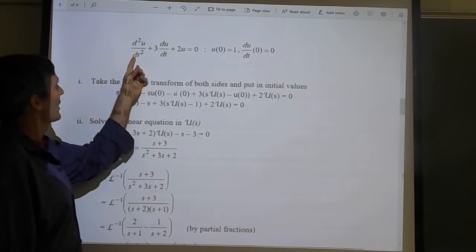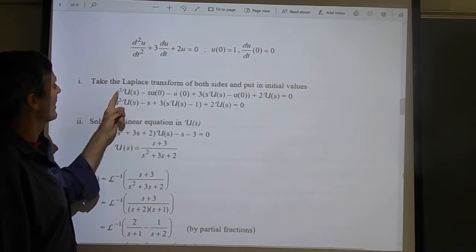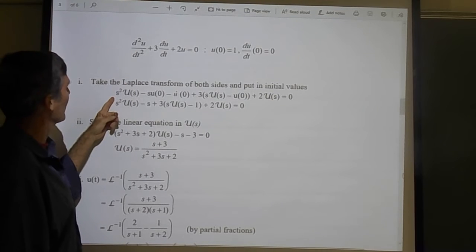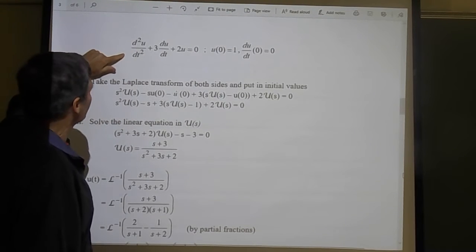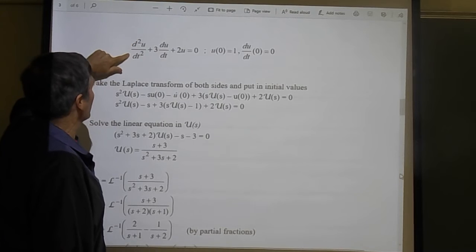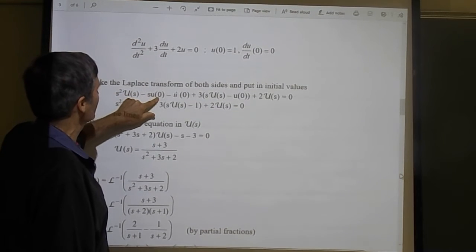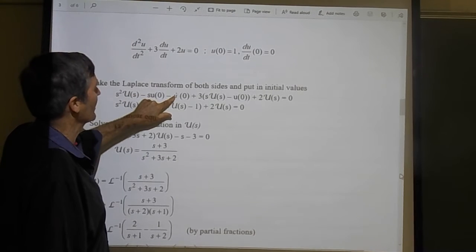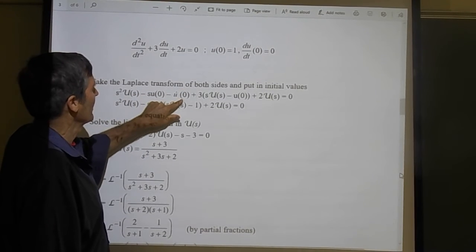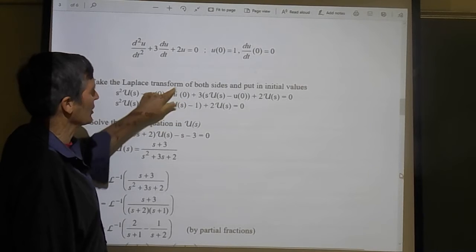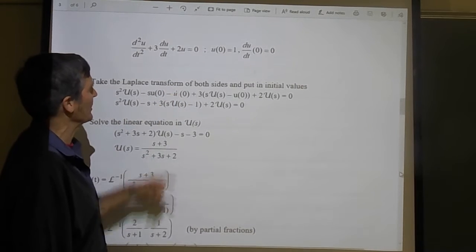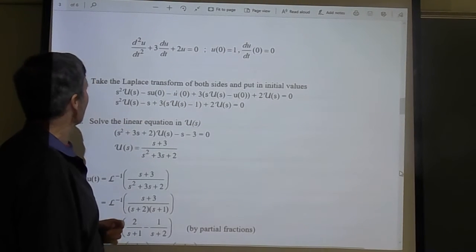Suppose I do this one, take the Laplace transform of both sides. This time we have a second derivative, so we apply the second part of the theorem. The Laplace transform of the second derivative is s squared times u of s minus s times the initial condition minus the initial value of the derivative. u dot means du dt. That's another notation for it.